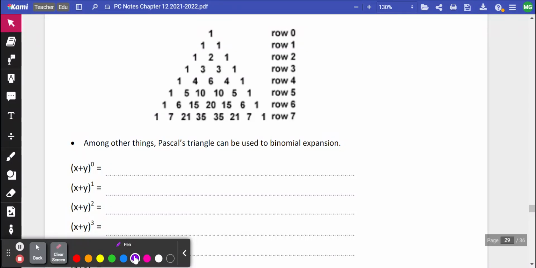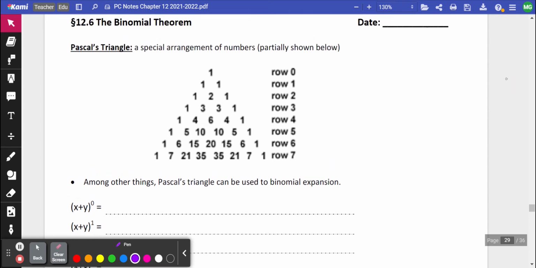Hi, everybody. What we're going to be studying today is something called Pascal's triangle. And Pascal's triangle is used for a number of things. What I want you to do is look at this pattern of numbers and think about what patterns you see. Obviously, we have ones on the outside here. Look what we have in here.